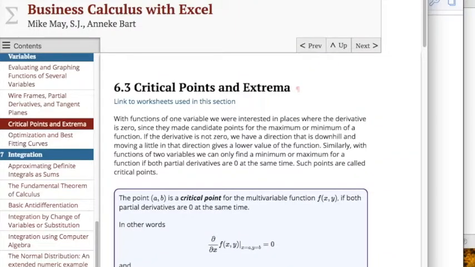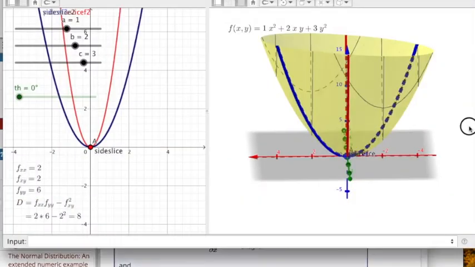Good morning. We're continuing our examination of section 6.3, critical points and extrema, and the question is, once we have a critical point, how do we tell whether it's a minimum or a maximum or neither? The easiest way, and I'm going to look at a simpler function, x squared plus 2xy plus 3y squared, is just to look at a picture and see that this is clearly a minimum.